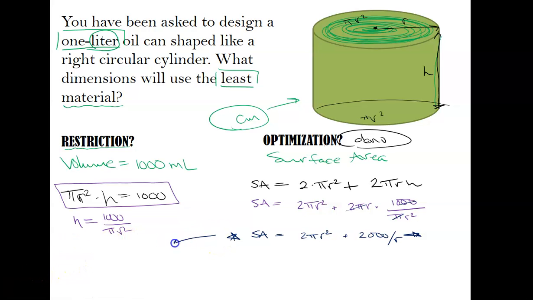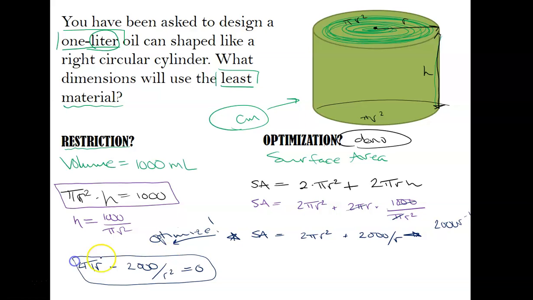So let's see. Optimize. It looks weird. Okay. Let's take our derivative. 2 pi r squared becomes 4 pi r. And 2,000 over r, which I like to think of as 2,000 r to the negative 1, becomes negative 2,000 r to the negative 2, or over r squared. And I need to set that equal to 0. So I'm not done yet, right? But this is my optimization problem. All I have to do now is solve for r.